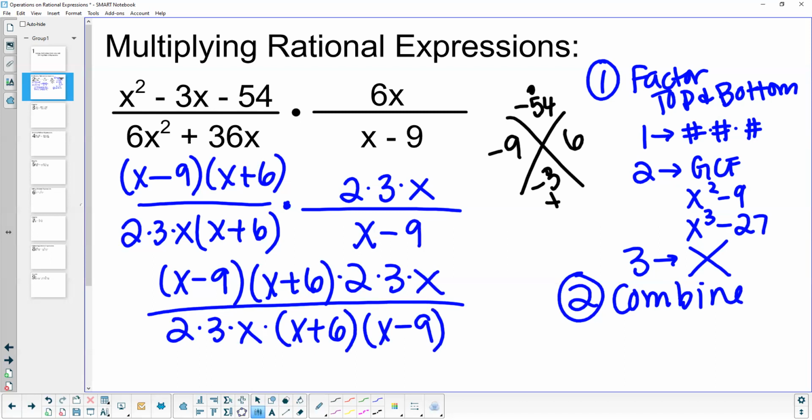Beautiful. Once we combine them, our third step is to cancel. Now remember, we are not eliminating or getting rid of these, but we're simplifying them down to 1.